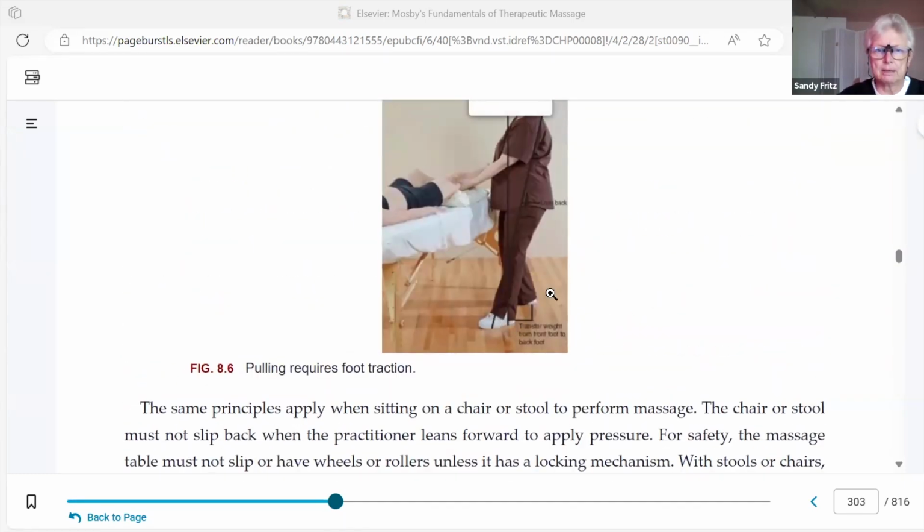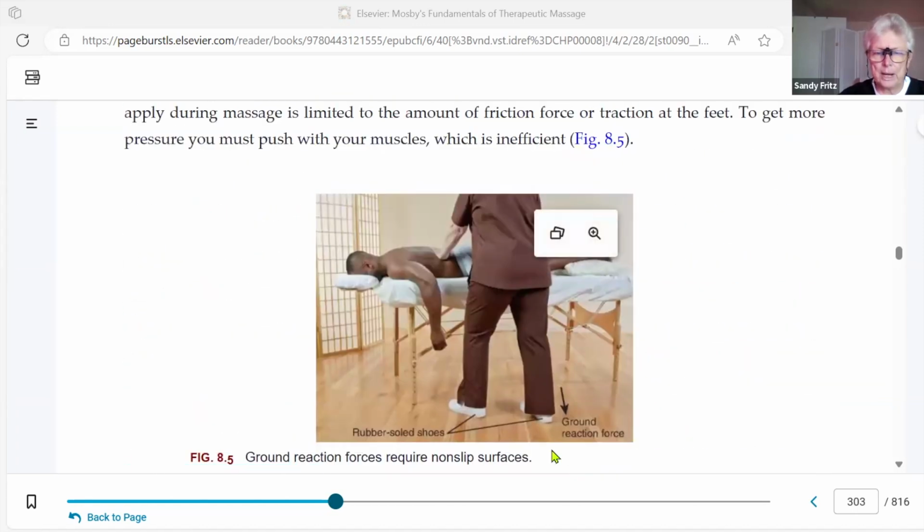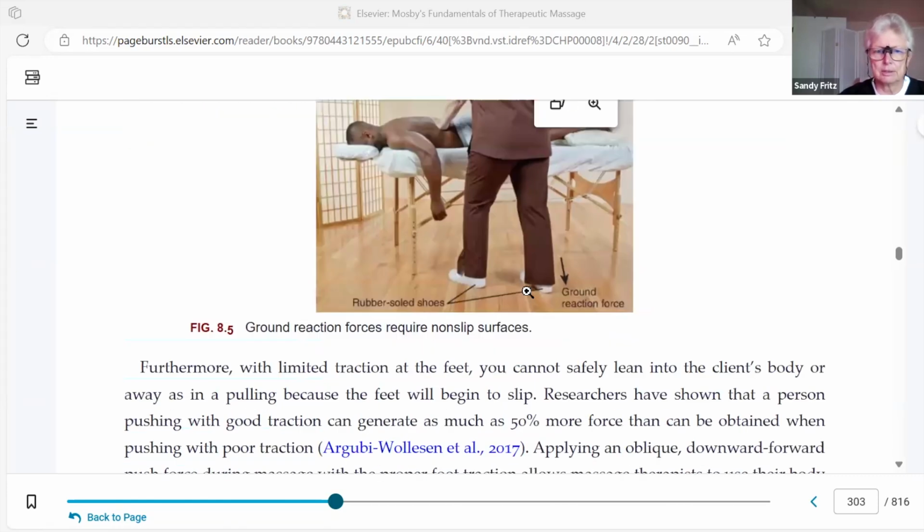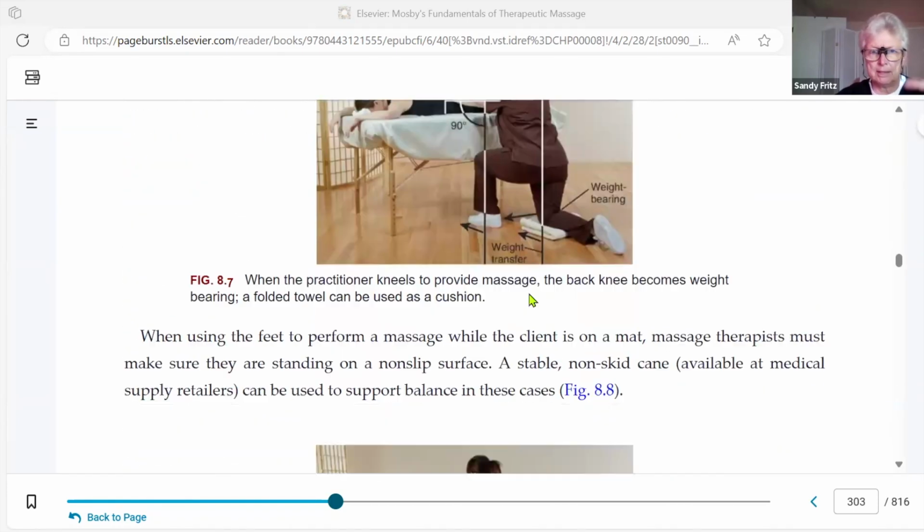Weight bearing, support, and pressure. Weight bearing, support, and pressure. 3-point support, 3-point base.